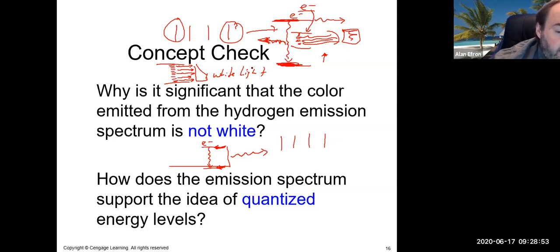So we wouldn't be able to see distinct colors if it wasn't quantized energy. It would just all come off at once, and we would just see sort of white light versus a red light, a green light, or something like that. Good?